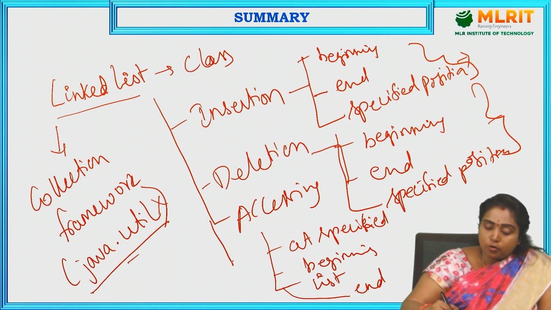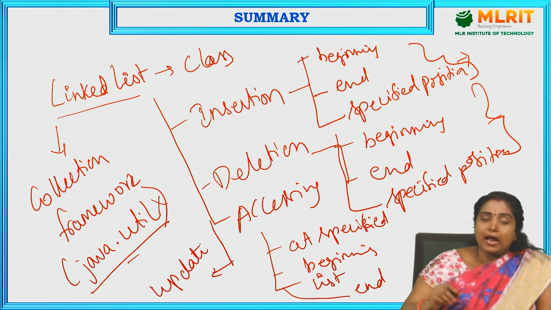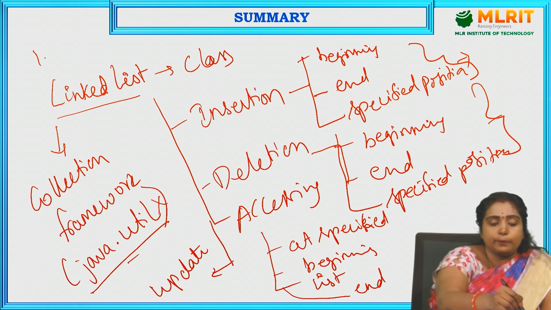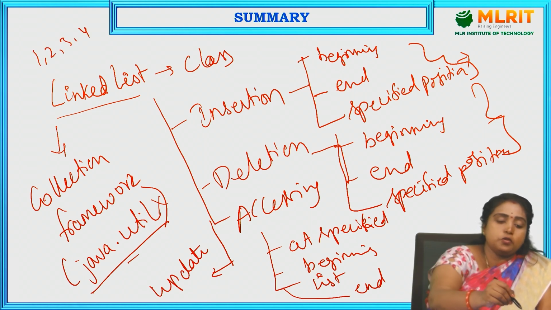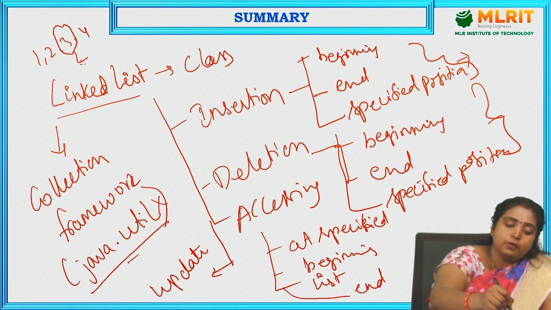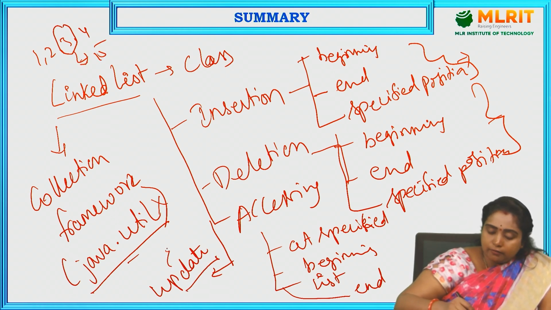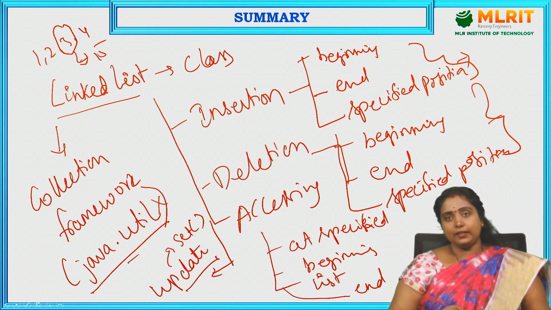And the fourth operation is updation. You can update an element at a specified position. If I have 1, 2, 3, 4 as the elements in the list and I want to replace the 3 with 15, I can replace it using the update operation. The required method is the set method. So all of this we have seen in this session.